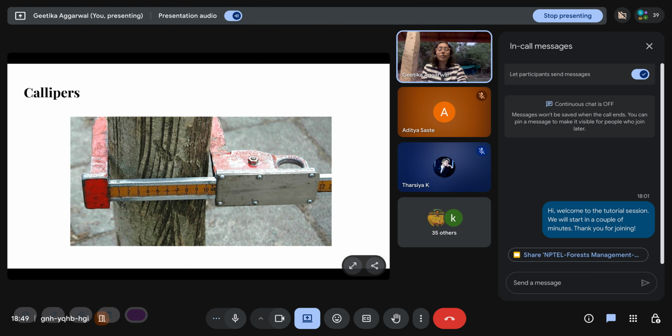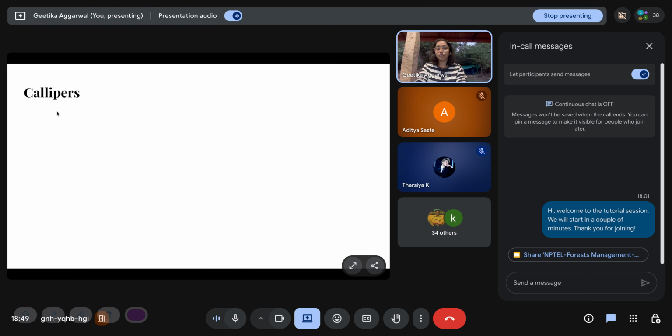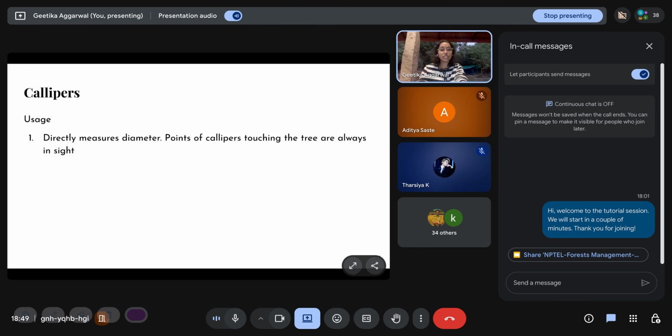Basically, one is the fixed arm, one is the movable arm, which you can adjust, and the rod has the scale. So you put the fixed arm and then you adjust the movable arm so that the tree is inside both of them tightly, and then you measure what diameter comes out. So that's your diameter. It's very straightforward; it directly measures the diameter.